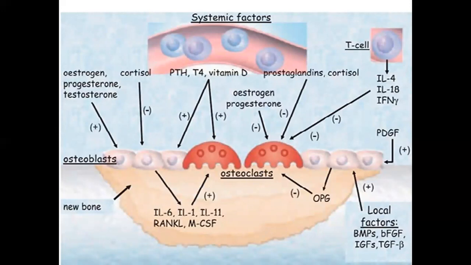So what are the systemic factors which affect the bone metabolism? Cortisol, estrogen, progesterone, testosterone, vitamin D, prostaglandins, interleukins 4, 18, interferon gamma. Then there are local factors: bone morphogenetic proteins, fibroblast growth factor, insulin-like growth factors, TGF-beta.